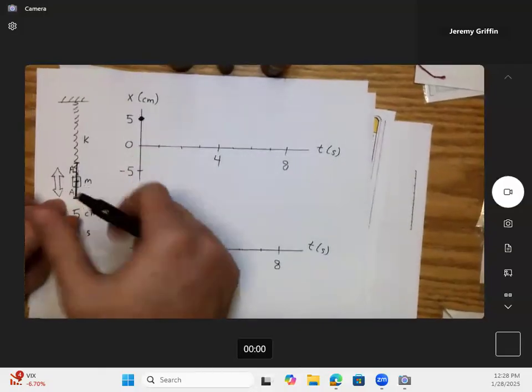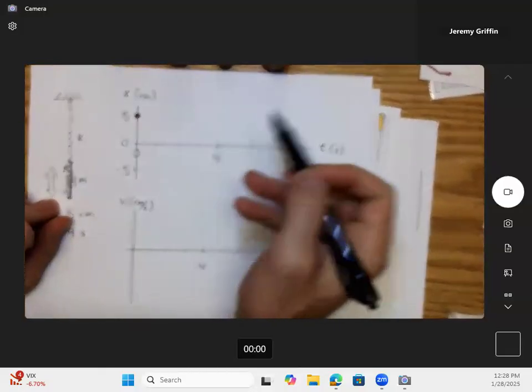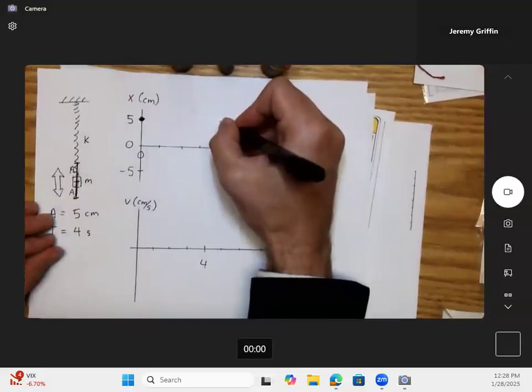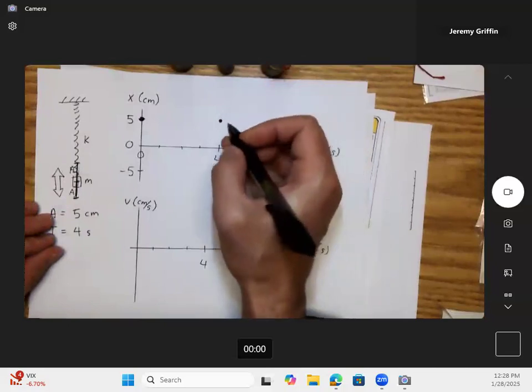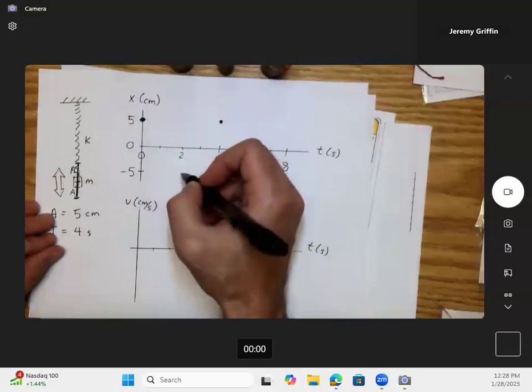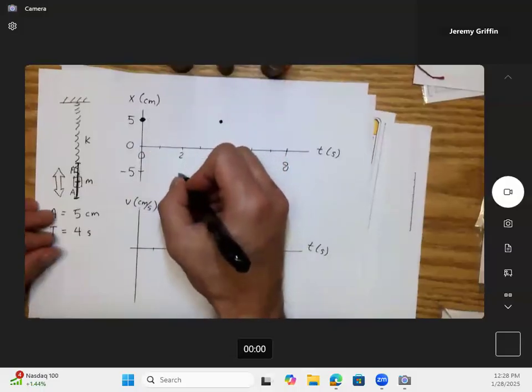Okay, so that's at time 0, of course, right? Time 0 here. Well, it takes 4 seconds to cycle. So after 4 seconds have elapsed, it's back exactly where it started, right? And how about at the 2 second mark? Guys, at 2 seconds, where is it? 5 centimeters on the other side, right?